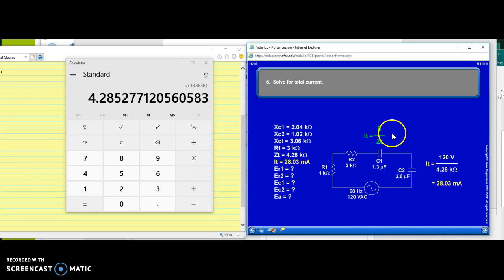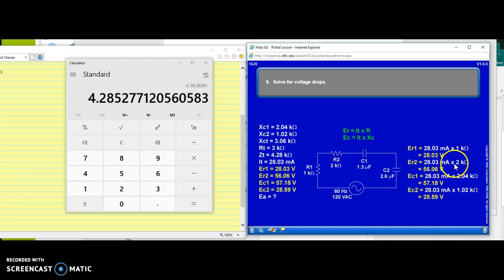IT, just like Ohm's law, we're going to take 120 volts and divide it by 4.28K, which is our ZT, and we're going to get a total of 28 milliamps effectively running through this circuit. At this point, we're going to find the voltage drops of each one of these. If it's a resistor, it's just a matter of applying Ohm's law. If it's a capacitor, we've got to make sure we're using the X sub C of that. So let's look at each one of those.